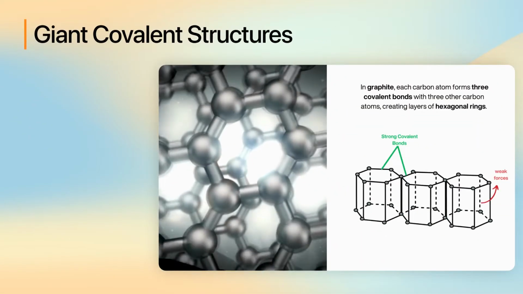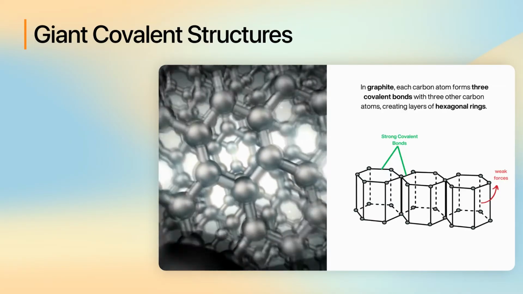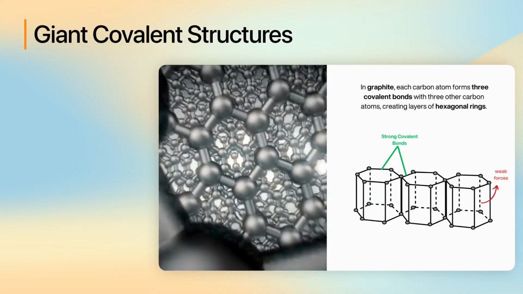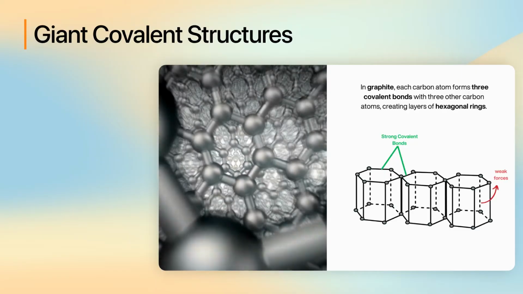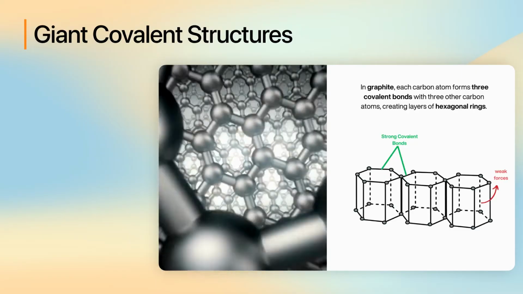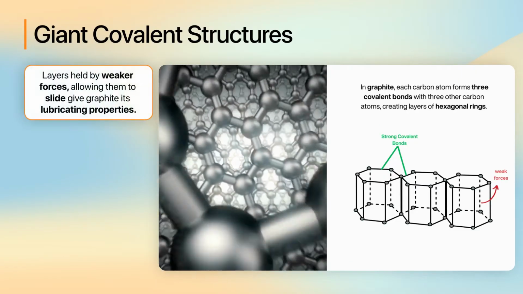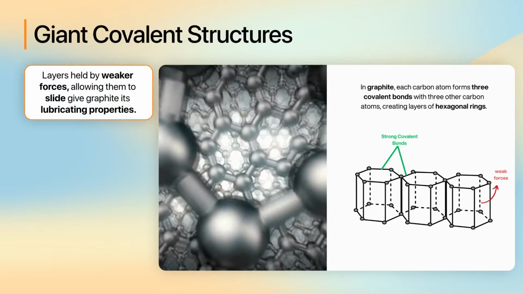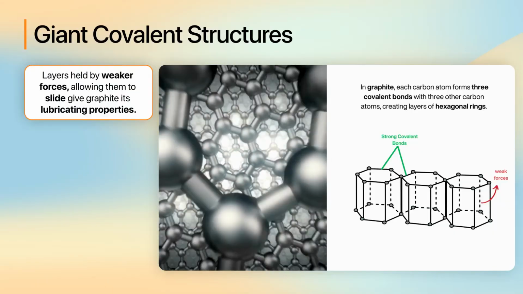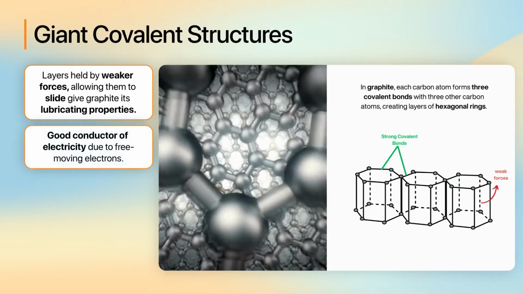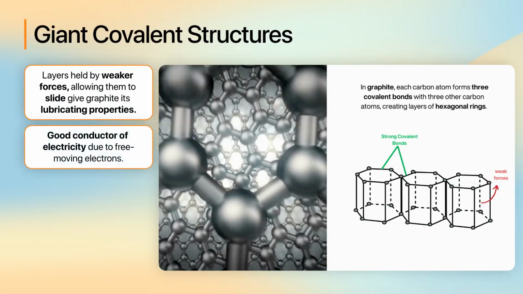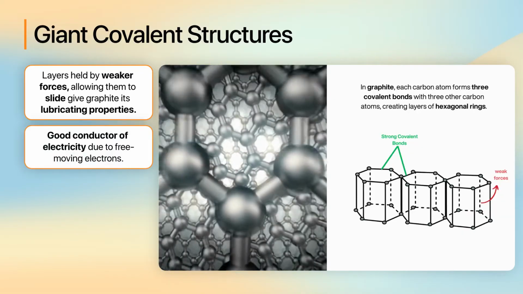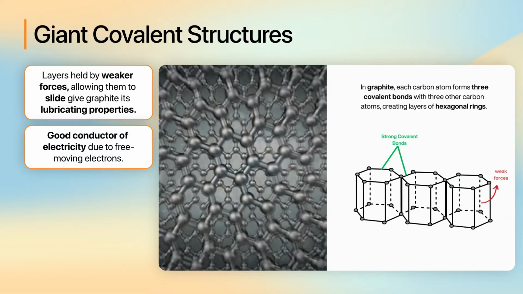Then we have graphite. In graphite, each carbon atom forms 3 covalent bonds with 3 other carbon atoms, creating layers of hexagonal rings. These layers are held together by weaker forces, allowing them to slide over each other easily. This gives graphite its lubricating properties and makes it a good conductor of electricity due to the presence of free moving electrons in each layer. We will further explore those properties in an upcoming lesson.